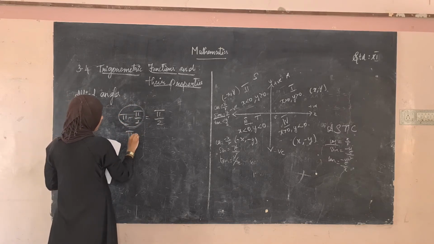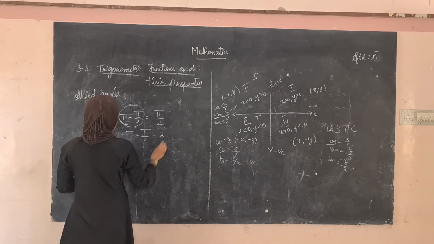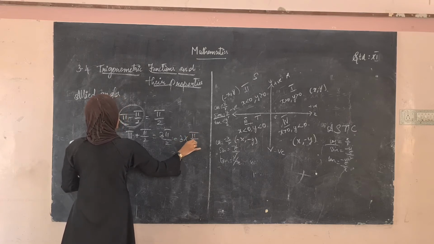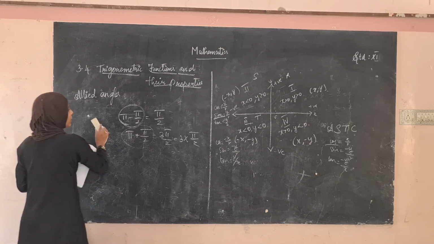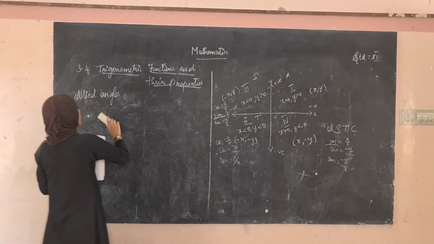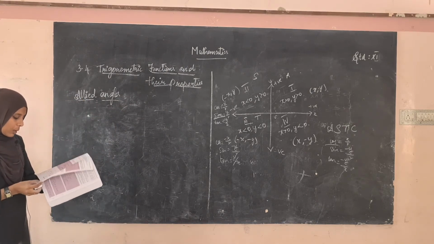Similarly, see here, pi plus pi divided by 2 is equal to 3 pi divided by 2, which is equal to 3 into pi divided by 2. Similarly, we can say these two angles are allied angles. That is, when the difference or sum between any two angles is a multiple of pi by 2, then we can say they are allied angles. It is an important 1 mark question.